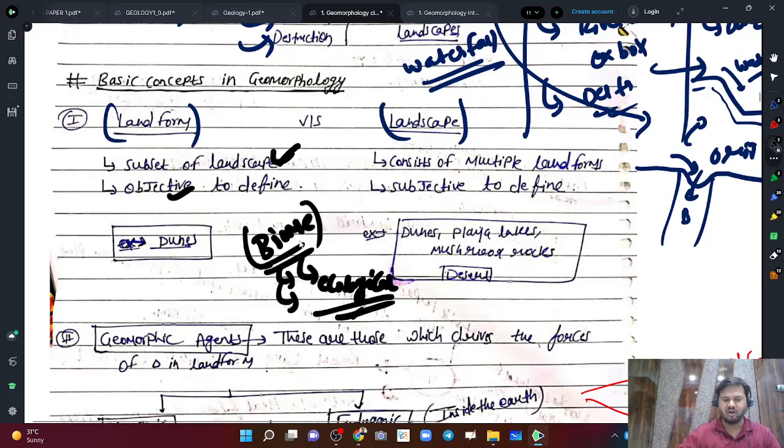What is a biome? What is an ecosystem? All these things, the difference between them, it is not related to this, right? Here we are studying something else.